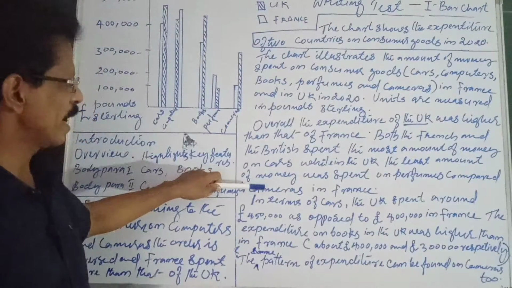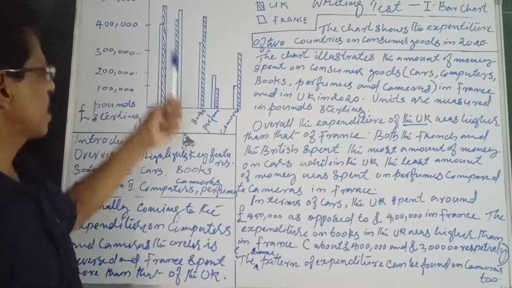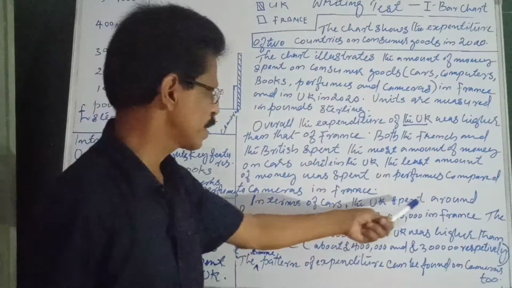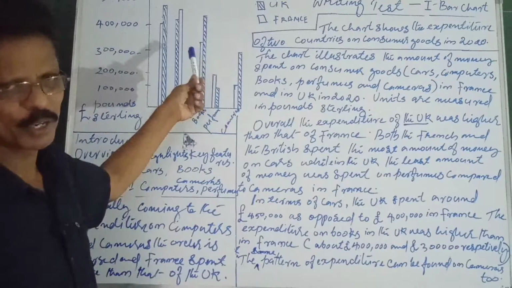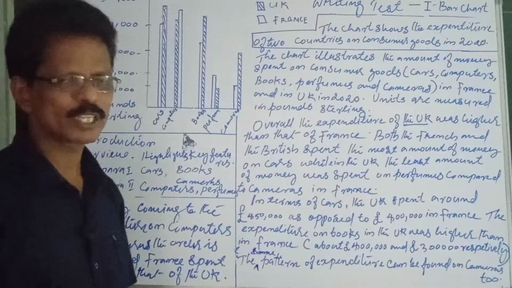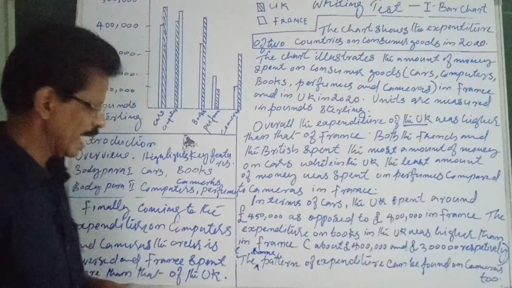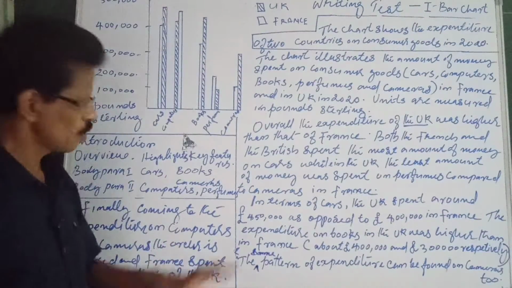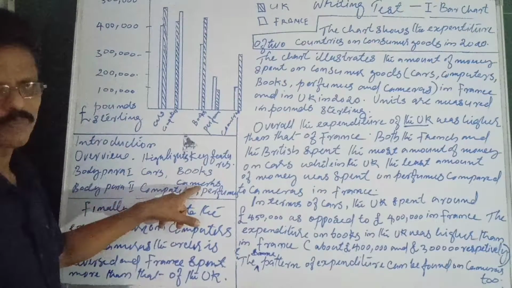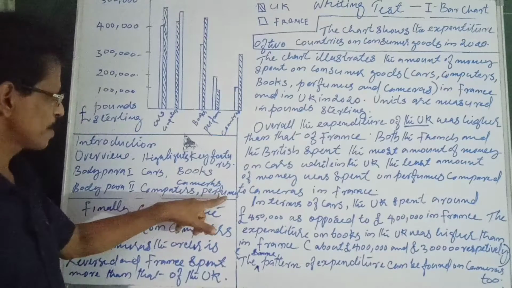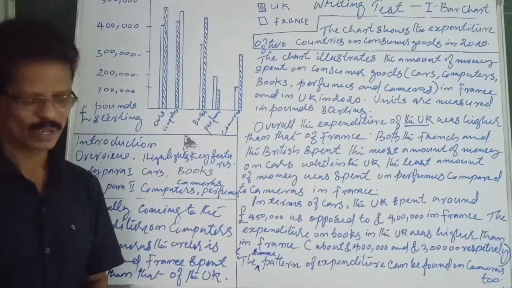Then the overview, where all the key points are highlighted. Then in paragraph number 1, we speak about the UK, and in terms of cost, the UK spends around this much amount. So actually more is spent by the UK and comparatively less is spent by France. So this paragraph deals with the UK and this paragraph deals with France. Body paragraph number 1: cars, books and cameras. Paragraph number 2: computers and perfumes. So two paragraphs completed, our lesson also completed. I hope it is clear to you.